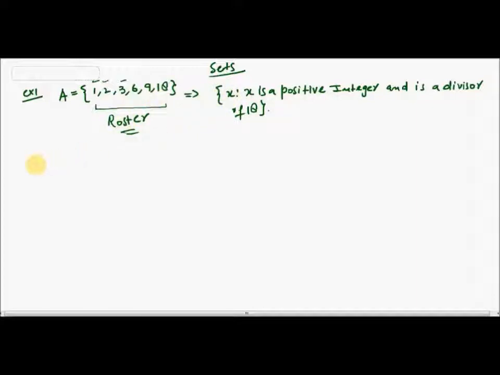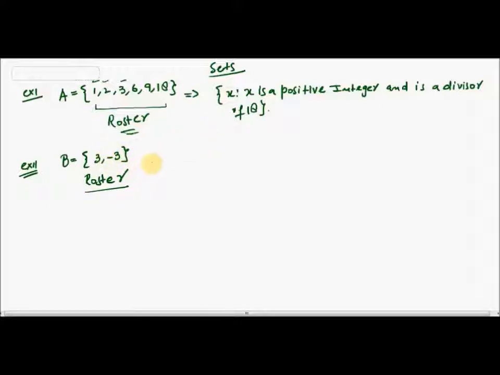Now again let us take the second example. Let me say we have a set B and the set B is simply 3, minus 3. Now you have to convert the roster form into the set builder form.